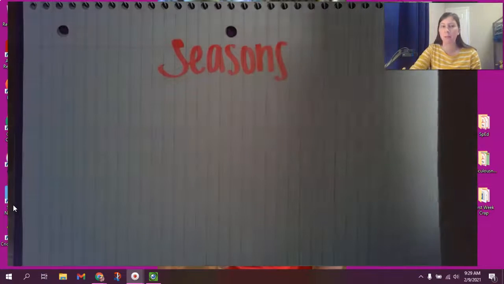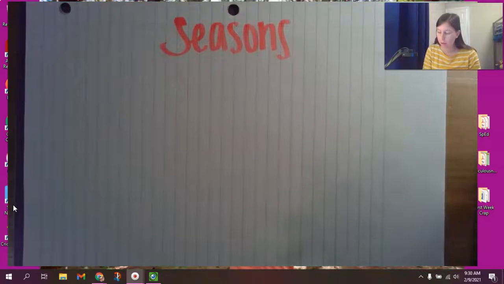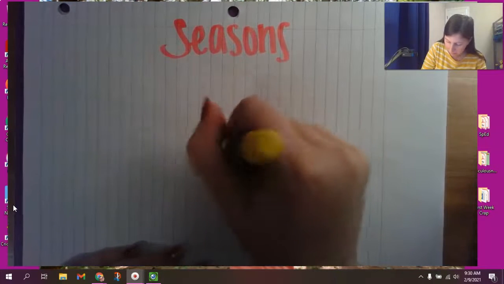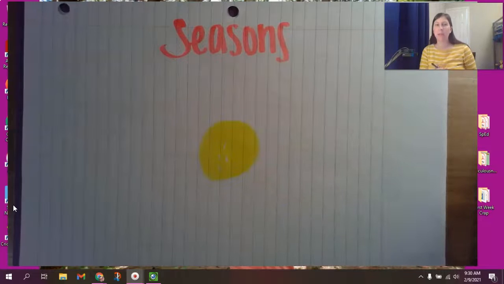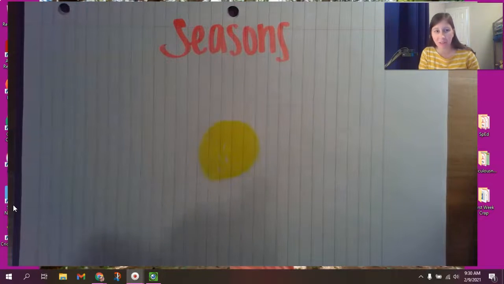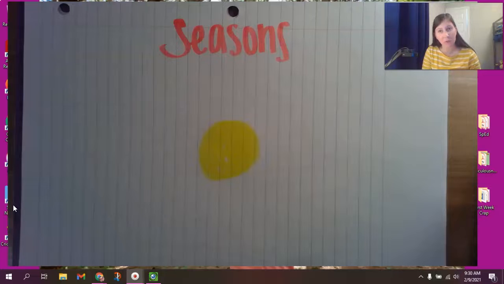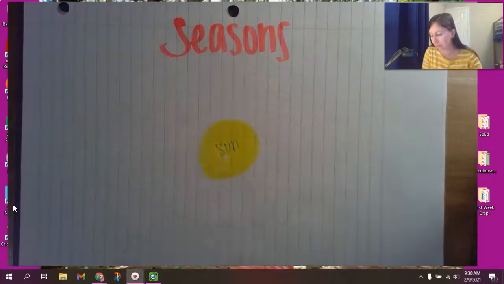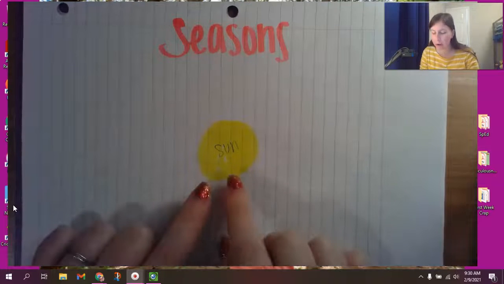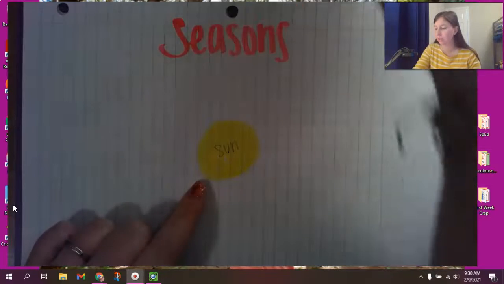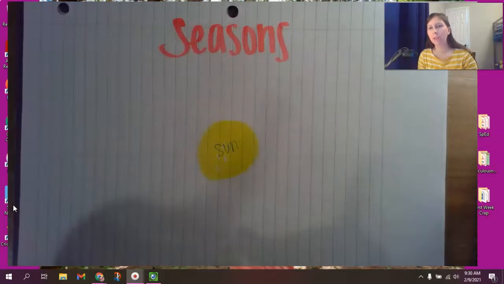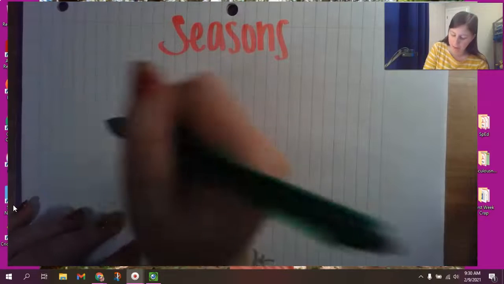So in the middle of my page, I'm going to draw a big yellow circle. Now remember, my drawing skills are not the best, so we'll just have to be a little bit patient with my drawing. This is a beautiful sun. Now, the sun we know is in the center of our solar system, and we've got 8 planets surrounding it. We're just going to focus on one planet, and that would be ours, the Earth.